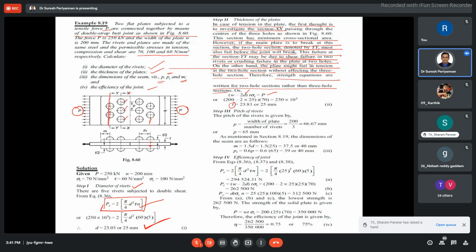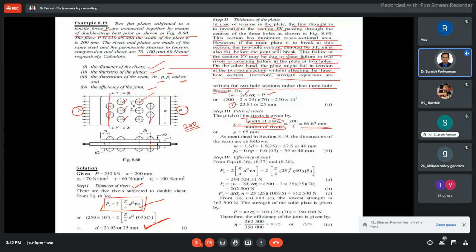We know the width of the plate, 200 mm is given. Now how many rivets are going to be placed in the 200 mm width of the plate? Then the width of the plate divided by the number of rivets. Now we would like to find out the pitch only. We know the width of the plate is 200 mm, the number of rivets is 3, then divided by 3, this is the pitch of the rivet. The distance from the center of one rivet to the center of another rivet is called the pitch. That is 66.67 mm.